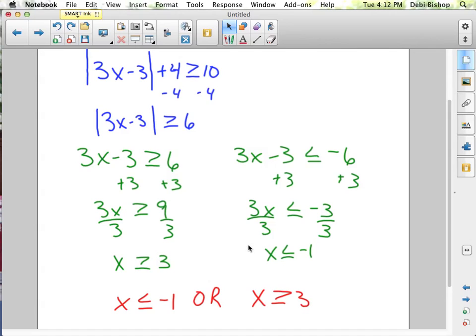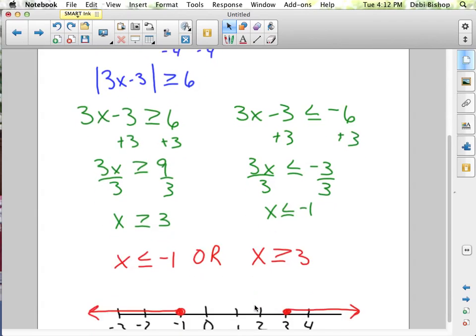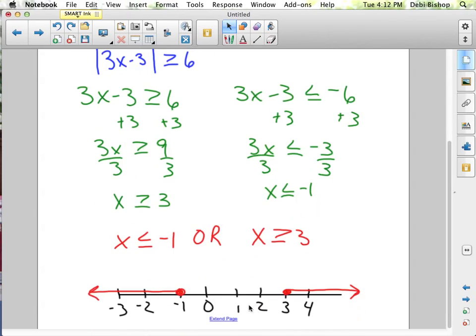So again, it's a great-or, so the or is the connection. I have x is less than or equal to negative 1, or x is greater than or equal to 3. And when I graph it, you can see they don't connect. And that's an or. So that is how we graph compound inequalities using absolute value.